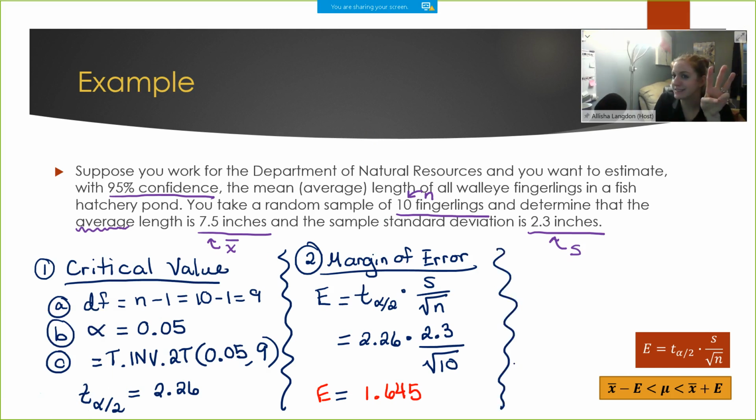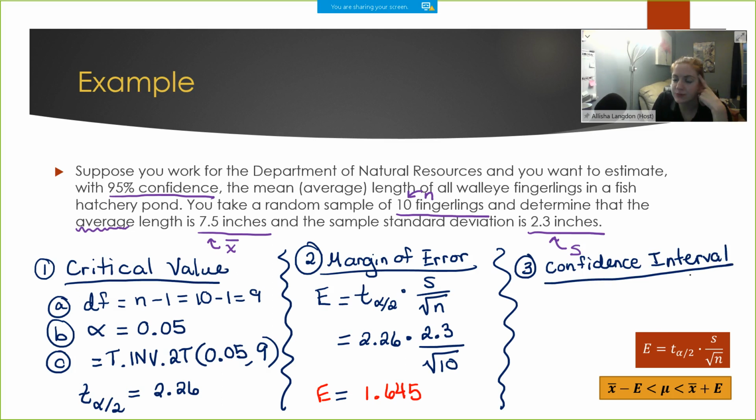There's only 3 steps. You're like, only 3? Are you sure? I promise there's only 3 steps. So the last step is we do need to come up with a confidence interval. I'm seeing that I'm running out of space. But this is where we're trying to come up with that lower bound and upper bound. So we're trying to find our possible values of our population mean.